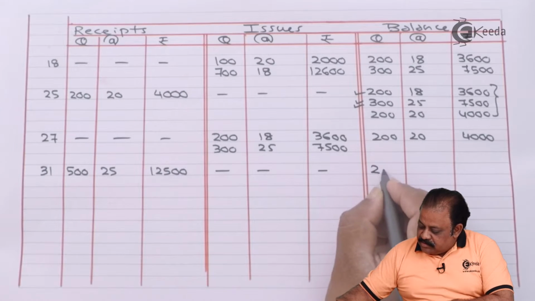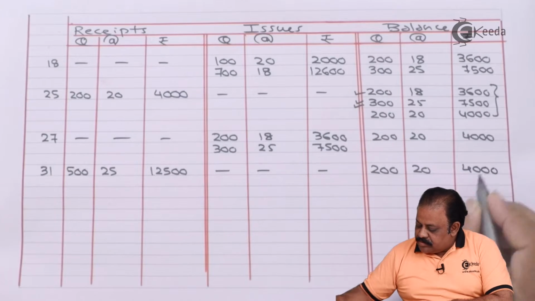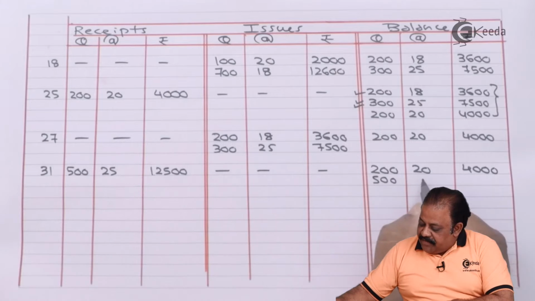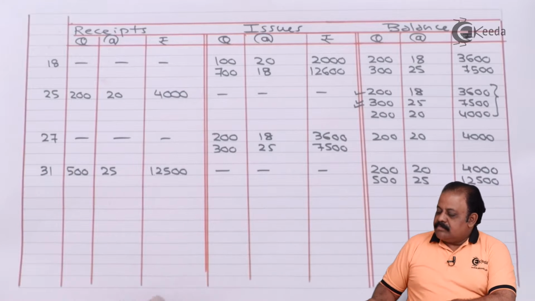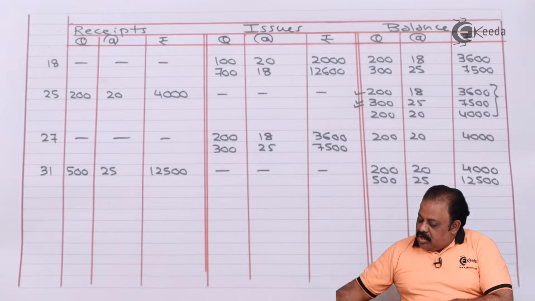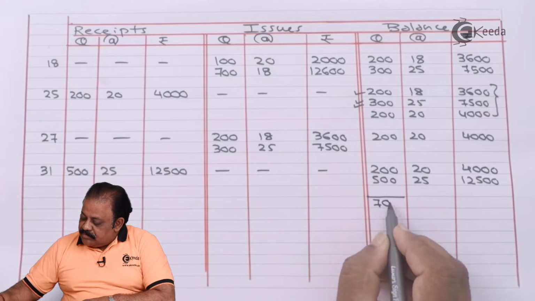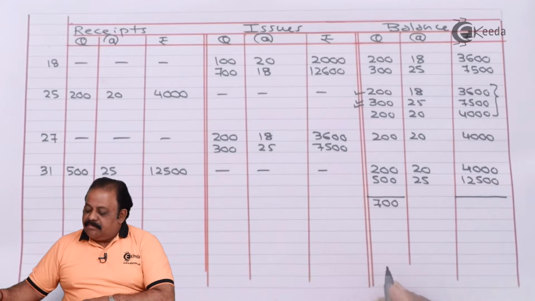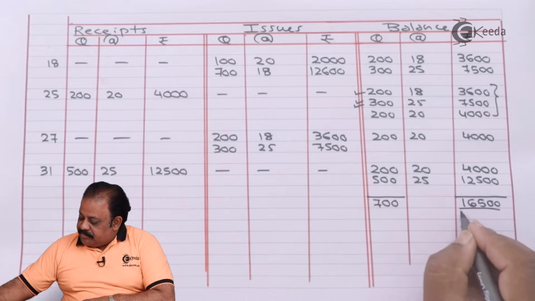Balance units 200 units at the rate of 20. Value is 4,000. Fresh purchase 500 units at the rate of 25. It is 12,500. We can find out now closing stock. 200 units plus 500 units, 700 units. Value 4,000 plus 12,500, 16,500.